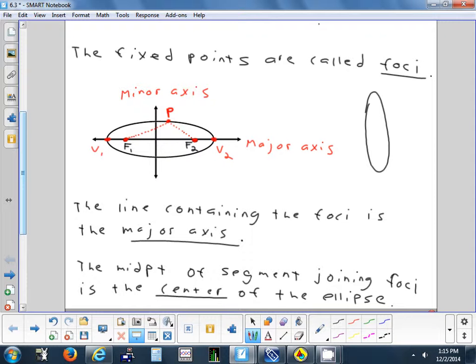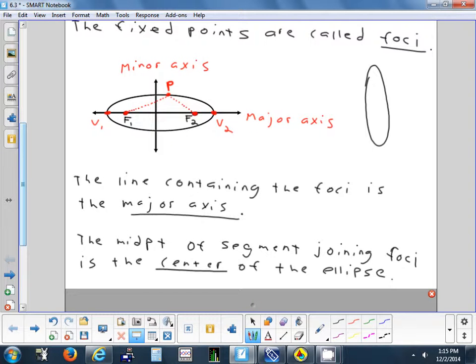Okay, if you drew a segment from F1 to F2 between the foci and took the midpoint of it, that's the center. So the center is the midpoint of the segment that would join the 2 foci. You could also say that it's the midpoint of the segment that would join the two vertices. It's at the center. You could also say it's where the major and minor axes cross each other. That's the center.